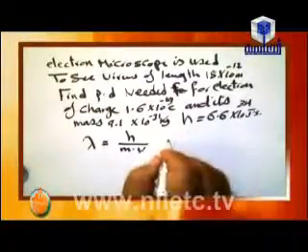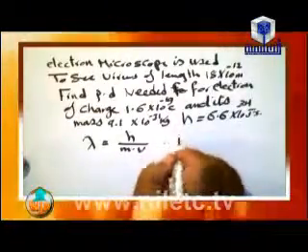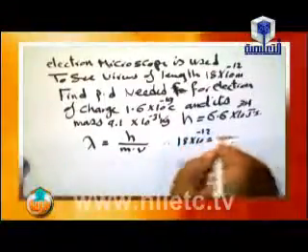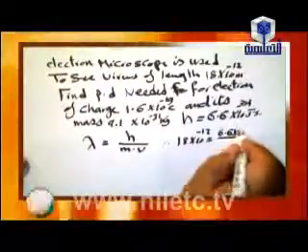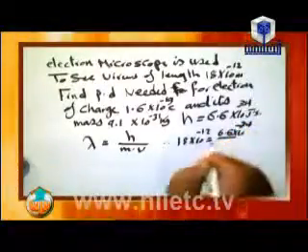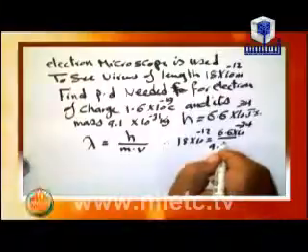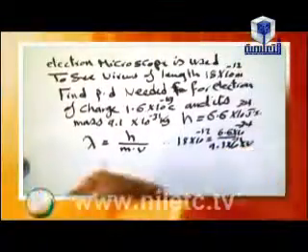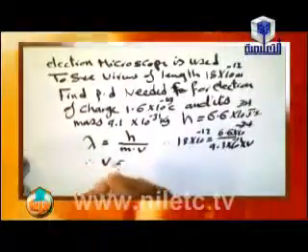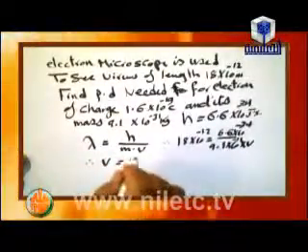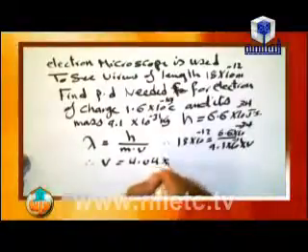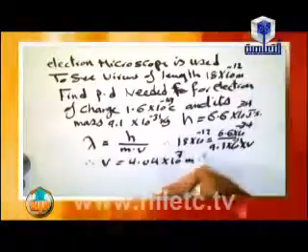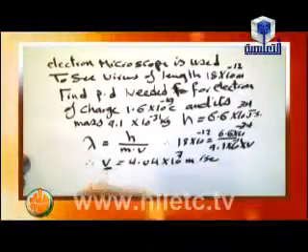Then lambda equals 18 times 10 power negative 12 equal 6.6 times 10 power negative 34 over 9.1 times 10 power negative 31 times v. Then v equals the velocity of electron 4.4 times 10 power 7 meter per second. We find the velocity of electron.